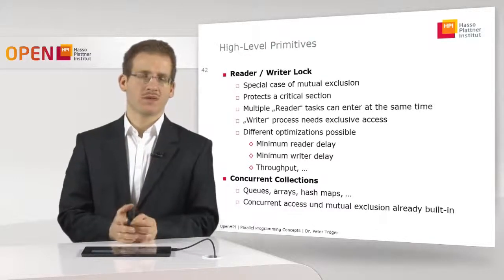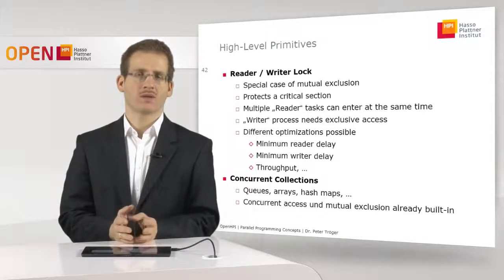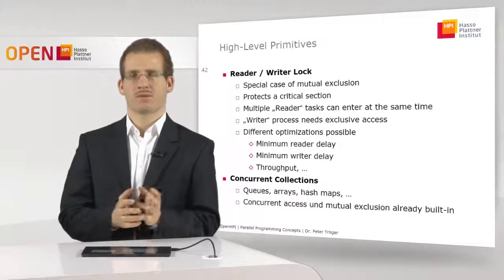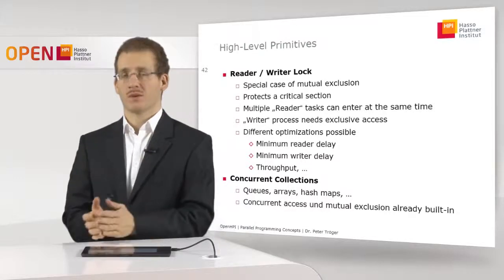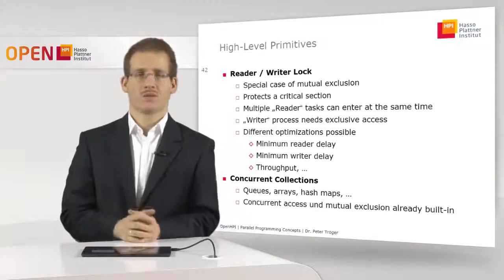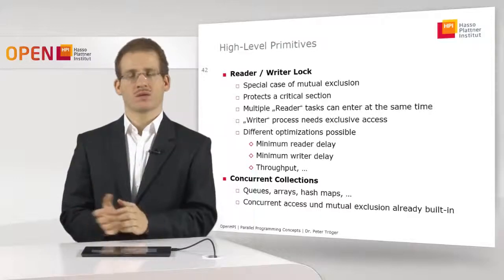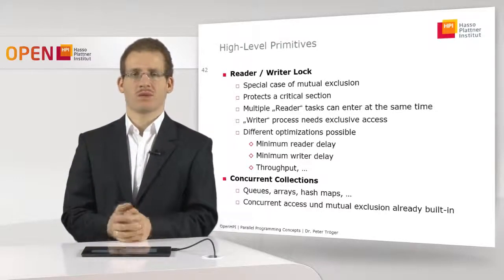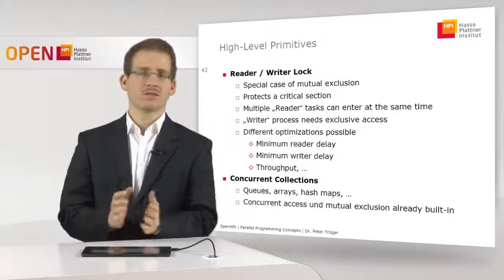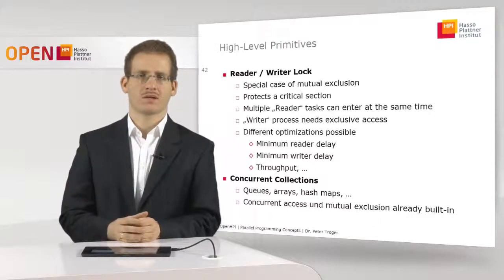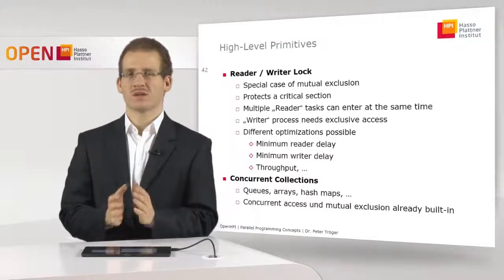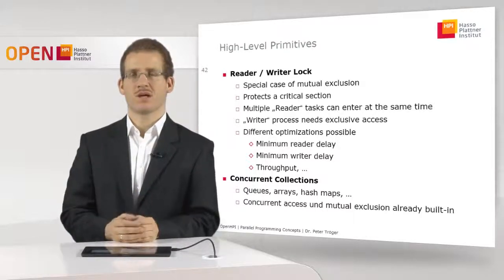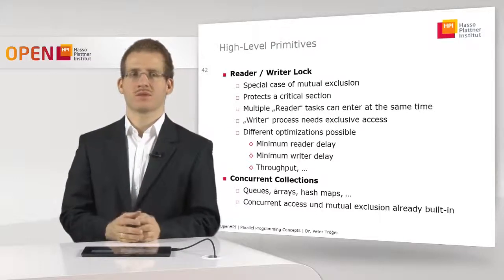The implementation of a reader-writer lock can be optimized according to different performance characteristics. For example, you could aim for a minimum delay for readers when they're waiting for entrance to the critical section, or you could optimize your whole algorithm for a minimum delay for the writer. This depends a little bit on your application, and in modern languages and runtime environments, you will find different variations of reader-writer locks where you can choose which is your most preferred behavior of the concurrency synchronization primitive.